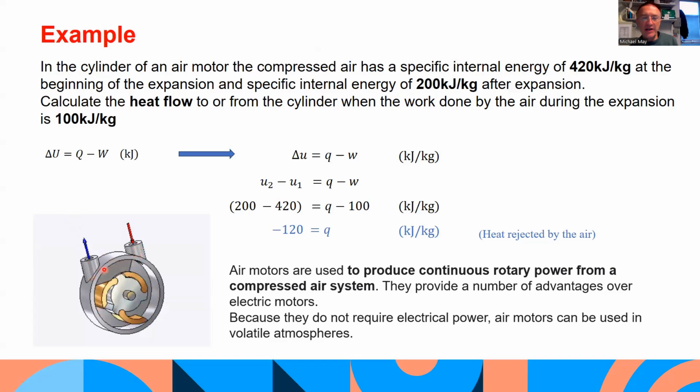So the change in internal energy from the inlet to the outlet is 220 kilojoules per kilogram. And that produces 100 kilojoules per kilogram of work coming from the shaft. So the remainder of that, the 220 minus the 100, is 120, and that's the amount of heat leaving the system in the form of kilojoules per kilogram.